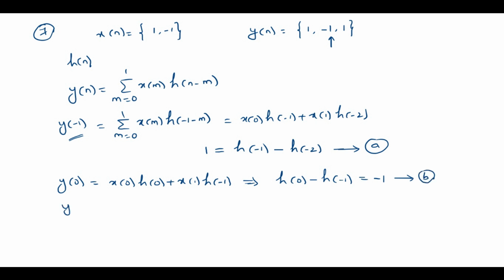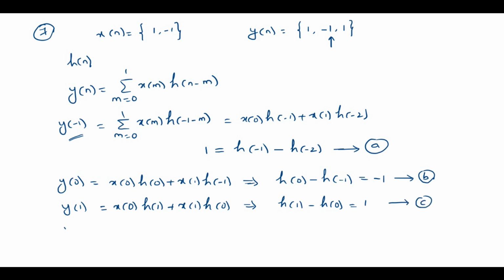Next, the y of 1 value. Y of 1 is x of 0 into h of 1 plus x of 1 into h of 0. Now see its value: h of 1 minus h of 0 is equal to the y of 1 value, which is 1. Let us say it is C.